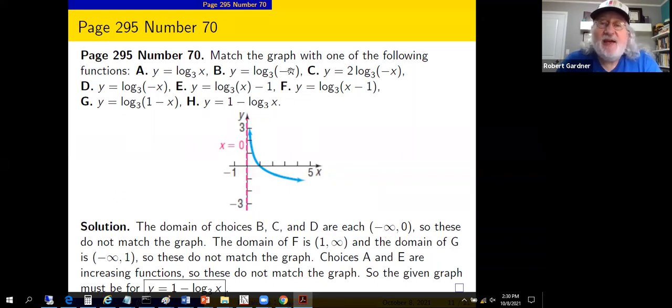Let's see, we've got negative x. We'll need negative x to be positive, so x itself will have to be negative, right? And that's not the case here. Same story here. Negative x will have to be positive, so x itself will have to be negative. Not the situation here. Log base 3 of negative x, same thing. We'll have to have x be negative, and that's not the case with this graph. So none of those match.